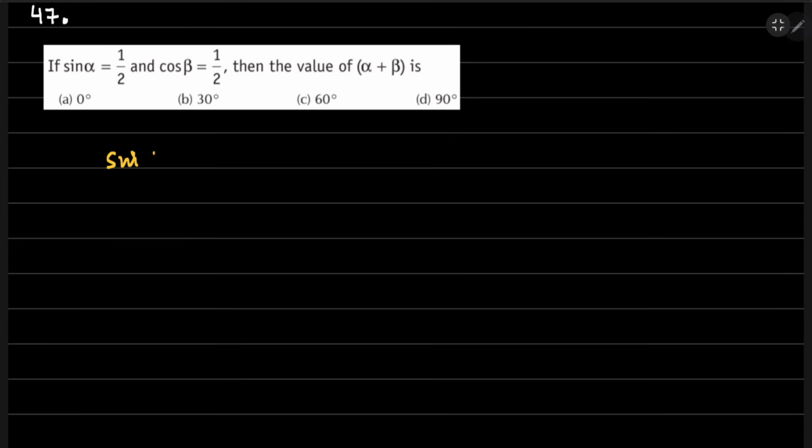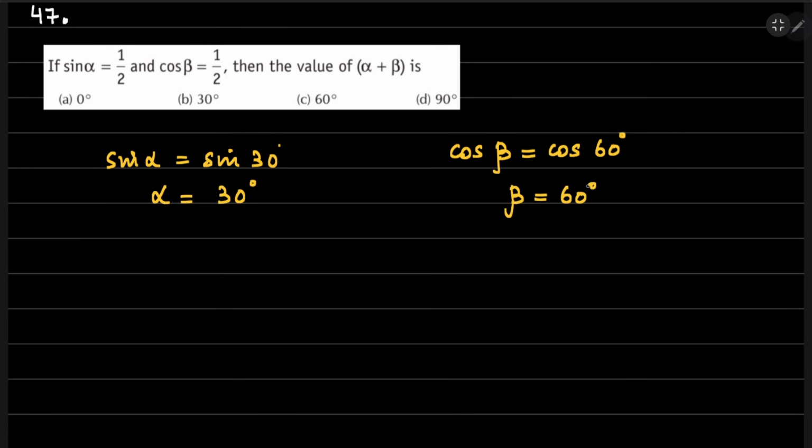So, sin alpha is equal to 1 by 2. So, 1 by 2 is sin 30. Therefore, alpha is equal to 30 degree. Cos beta is equal to 1 by 2. So, cos 60 is 1 by 2. So, I'll write cos 60. So, beta is equal to 60 degree.